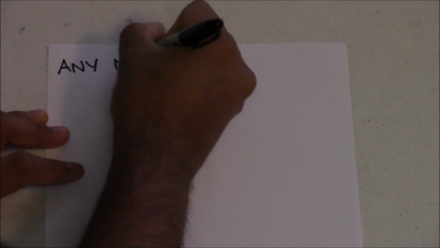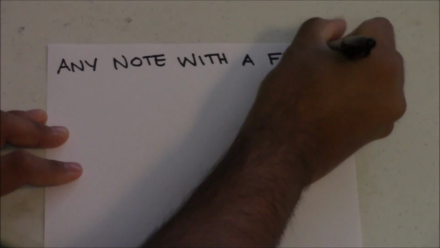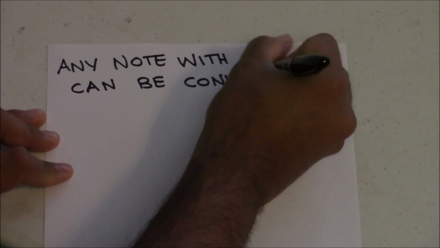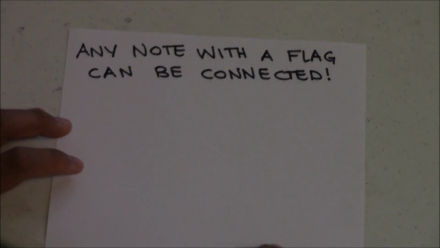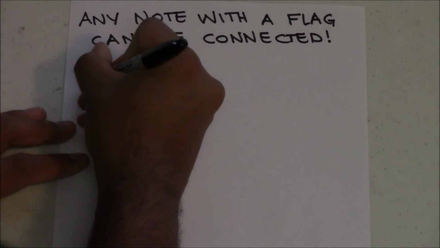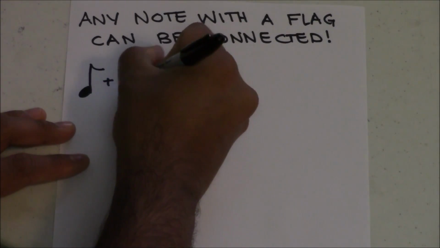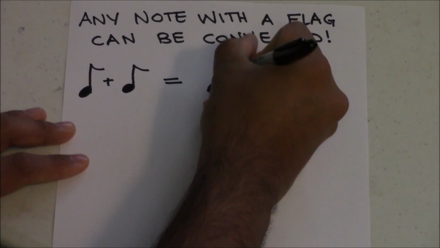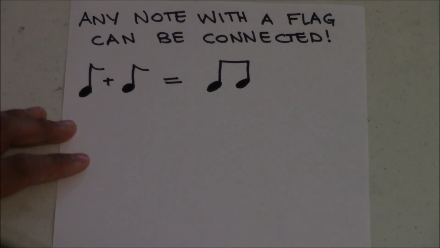Any note that contains a flag can be connected, and what I mean by that is that instead of the flags being present, there will be a line occurring. I wanted to make sure we cover this so you are not confused when you see this occur in music. Keep in mind that connecting notes does not change the value of the note. Connecting the notes just makes it easier to read the music, especially when you see many notes with flags occurring simultaneously.